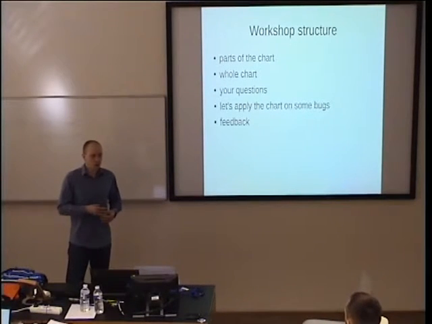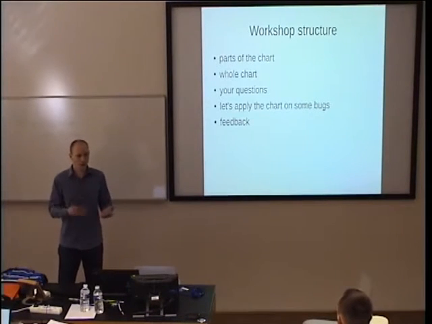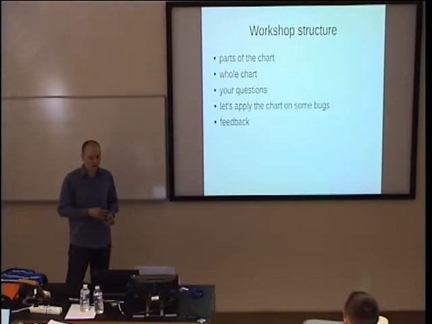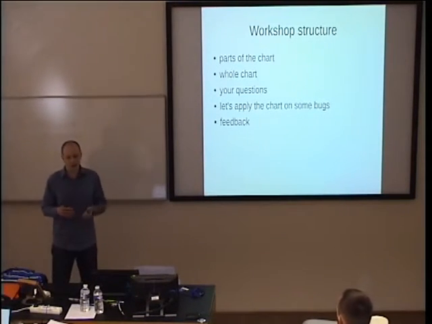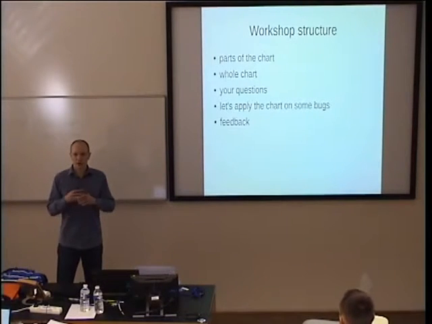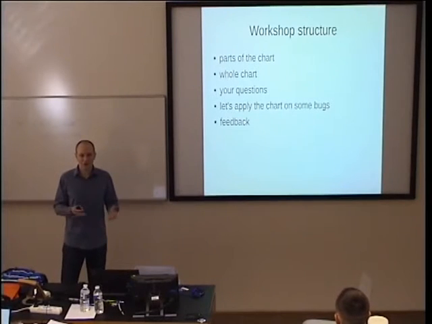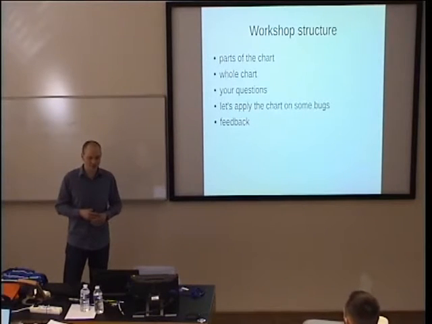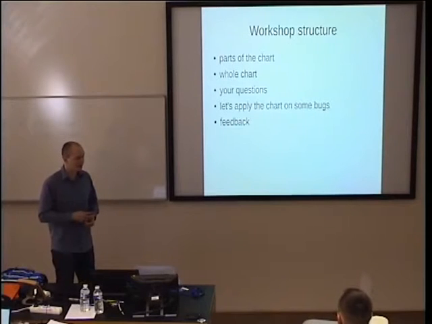Then I would like to show you that the chart is worthwhile working with. So we will apply the flow which is described in the chart on some bugs, and I hope we will find solutions. I prepared a list of bugs which are definitely solvable, and I would like you to pick a favorite bug of yours, something you reported either through Bugzilla or a customer portal, or you just see on your computer, and we will apply the chart on the bug you propose. It is some kind of proof, and I'm confident that we will prove the chart usable.